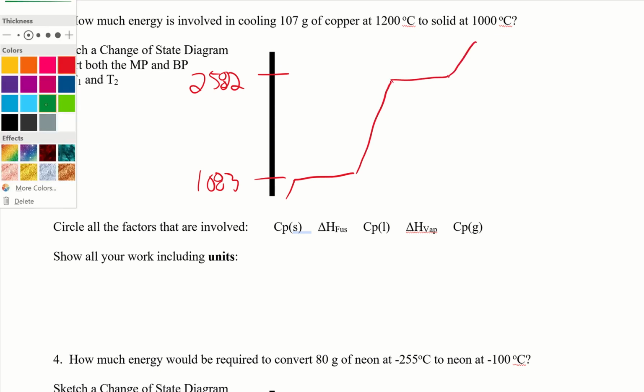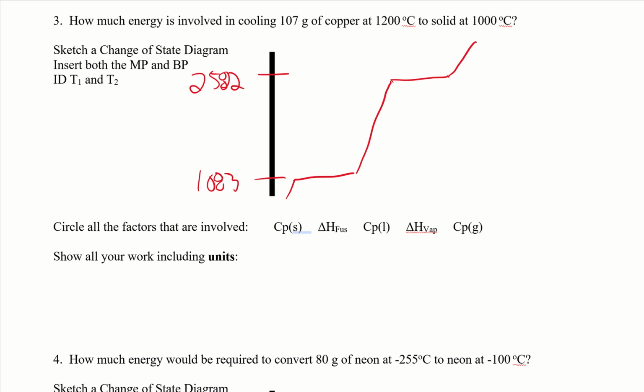Draw our general heating cooling curve, and I'll at least help you out with where we're starting and where we're ending. So this particular one says we're going to go ahead and start at 1200 degrees Celsius. So 1200 degrees Celsius is right about there, same place as our other one. And then we're cooling to 1000 degrees. So 1000 degrees Celsius right in there. So really, 1 step, 2 step, 3 step. Okay, so step number 1, step number 2, step number 3.